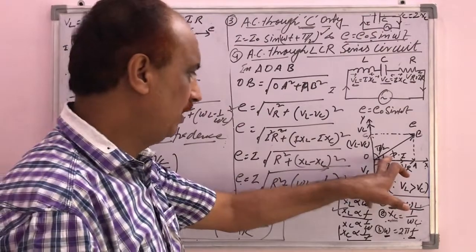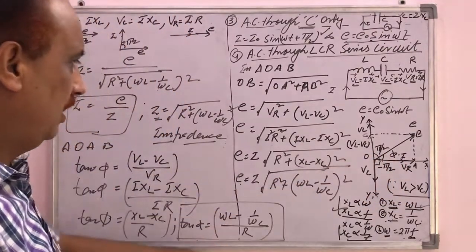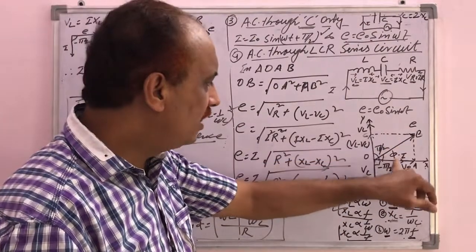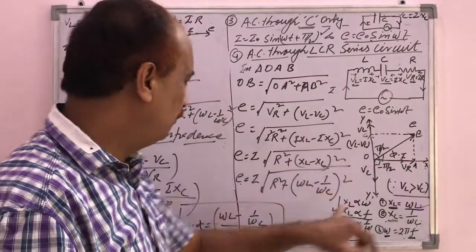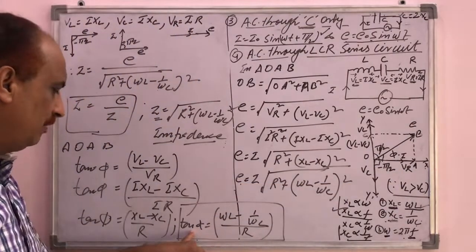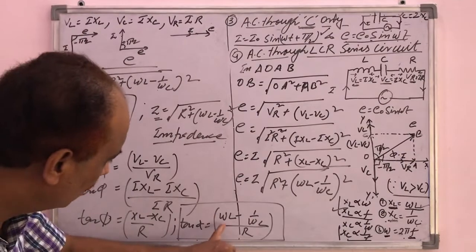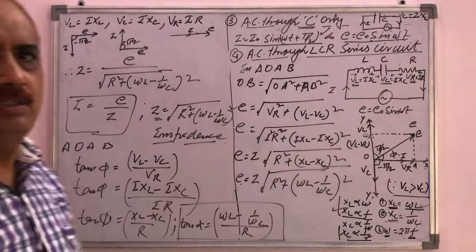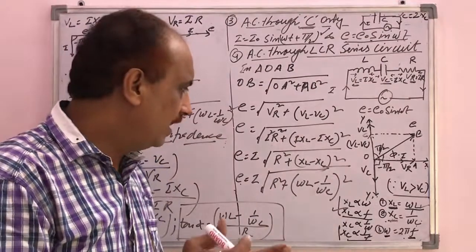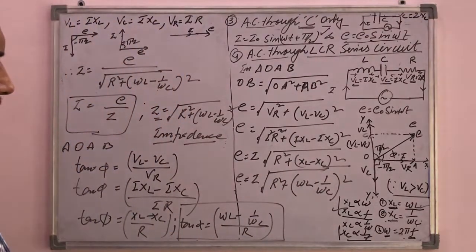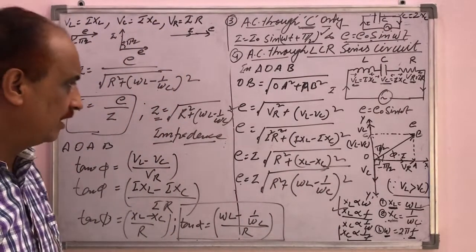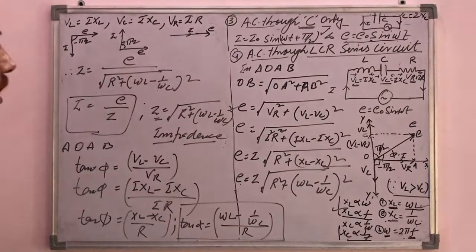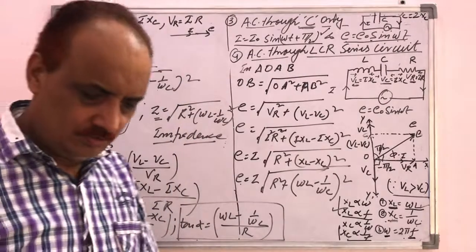So this is phi here. Here the EMF leads the current by phase angle phi, and phi will be equal to tan inverse of (omega L minus 1 upon omega C) upon R. So this is the direction, or in between I and E, known as the phase angle between them. This is a very important article, and after that we will discuss the next topic in a new video.